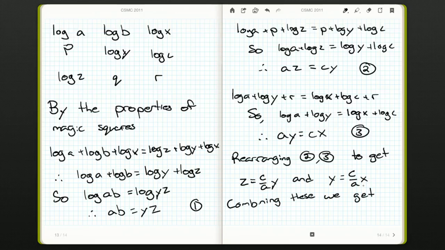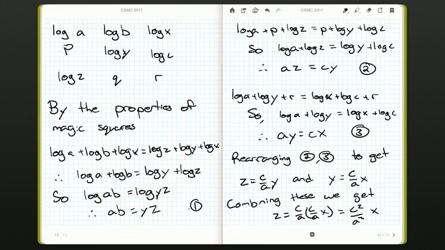So we can have Y in terms of X and Z in terms of Y, so that means we can get Z in terms of X: C over A times Y, or C squared over A squared times X. So now we have Y in terms of X and Z in terms of X, along with some C's and some A's. Well, we've used these two equations.